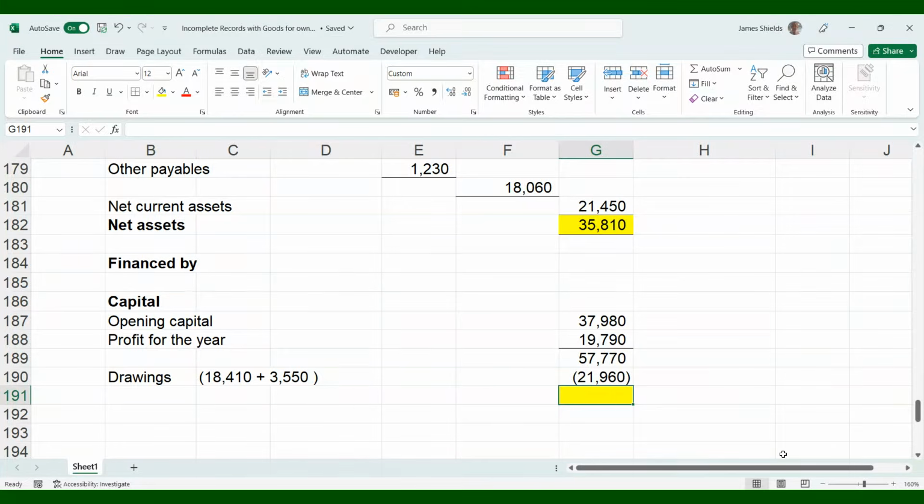So the final figure now is going to be the £57,770 minus the £21,960, and it gives us £35,810. Now your net assets must agree with your final capital figure. That's basically your capital at the end of the year to make your balance sheet or statement of financial position balance.